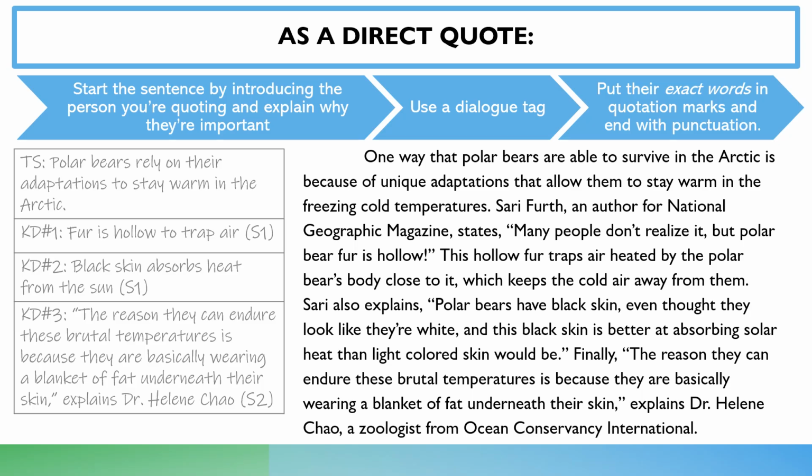And then let's look at a paragraph here that has exact quotes. For this one, instead of doing source 1, source 2, source 3, I have here Sari Firth, an author for National Geographic magazine states. That's how I'm citing that source. And then I have Sari also explains. I'm citing the second key detail from her. And then my third citing my source is right here with my dialogue tag and my explanation. Explains Dr. Helene Chow, a zoologist from Ocean Conservancy International.